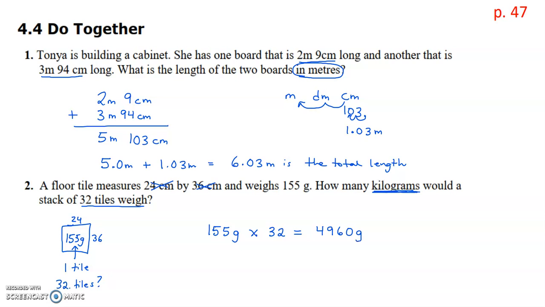4,960 grams. When I look at my metric line for grams and kilograms, we have grams, then decagrams, hectograms, and kilograms. So I'm going to move 3 places to the left to move from grams to kilograms. So I'm going to move my decimal 1, 2, 3 places to the left. So in kilograms, it would be 4.96, or you can keep the 0. It's up to you. That 0 is meaningless though. We can drop that off. So 4.96 kilograms is the total weight.